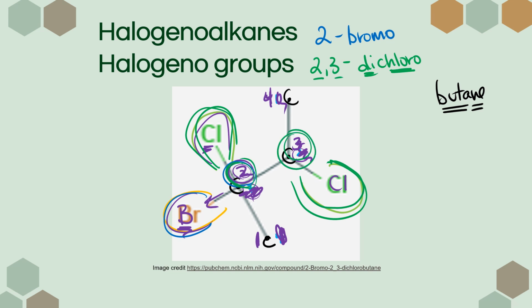So which one do I put first? Do I call it 2-bromo, 2,3-dichlorobutane, or do I call it 2,3-dichloro, 2-bromobutane? We alphabetize. And because, again, B comes before C, we are going to call this molecule, are you ready? 2-bromo-2,3-dichlorobutane. Good job.